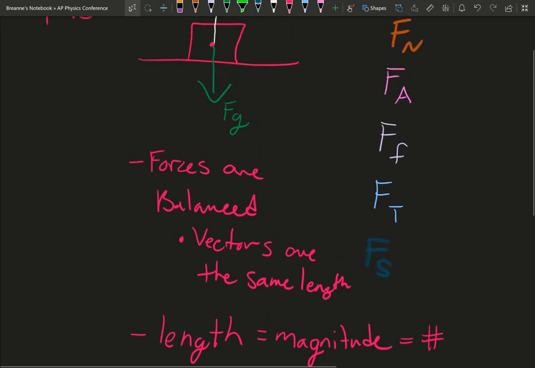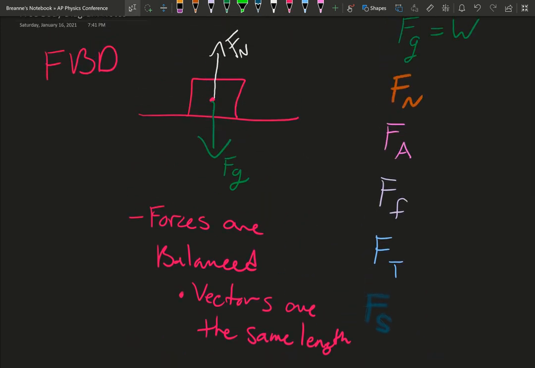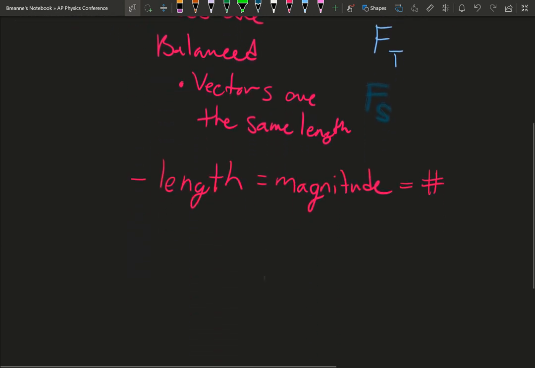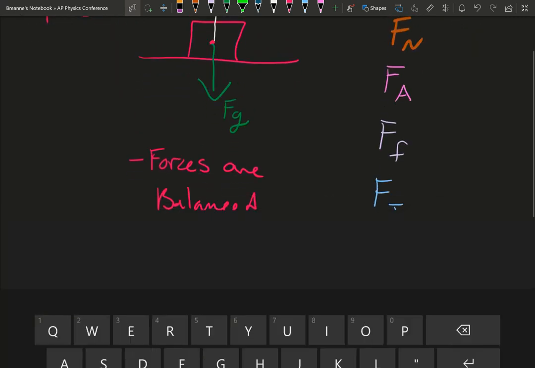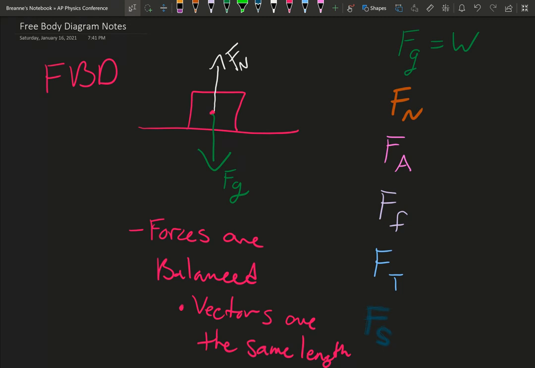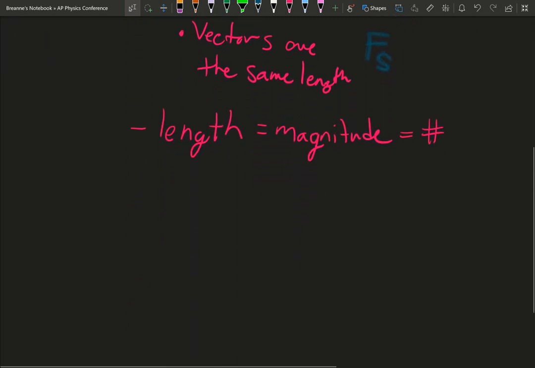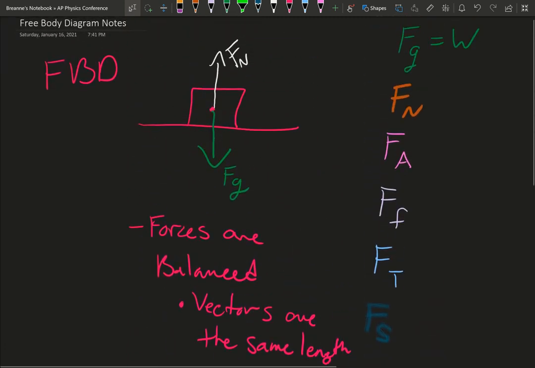Now remember, magnitude is just the number. Think about it: if the force of gravity was 10, the length would represent 10, so your force of normal would be 10. And then, of course, there's an arrow pointing in the direction. So your force is a vector because it has magnitude and direction. Okay.